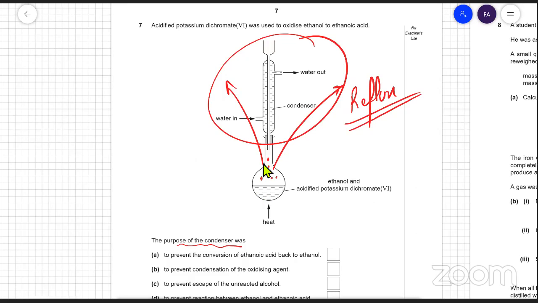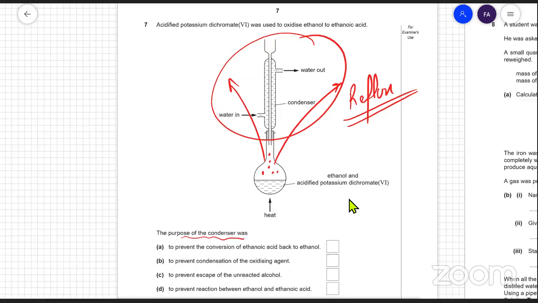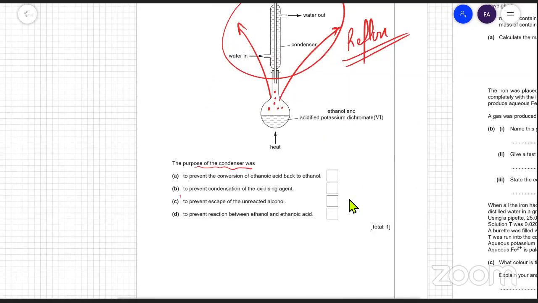So you allow the ethanol vapors to escape, but they enter the condenser where they cool down and they fall back into the flask. In this way, the ethanol doesn't escape, and it has no option other than to react with potassium dichromate 6. So the correct answer for this question, part C, is to prevent escape of the unreacted alcohol.